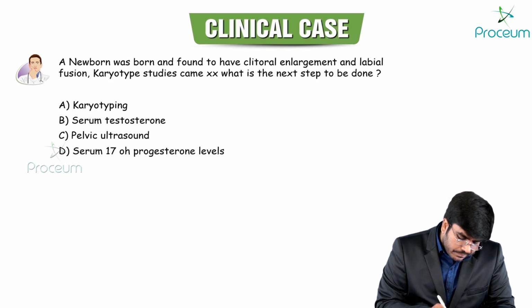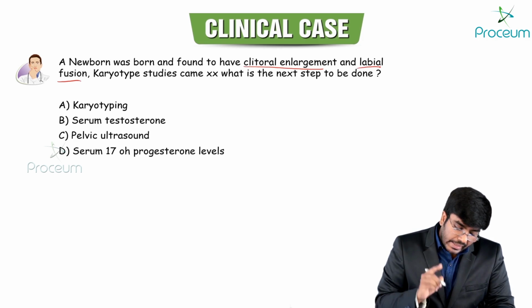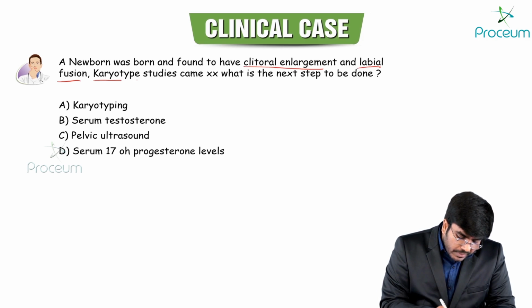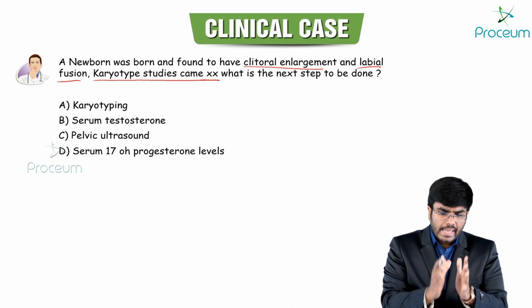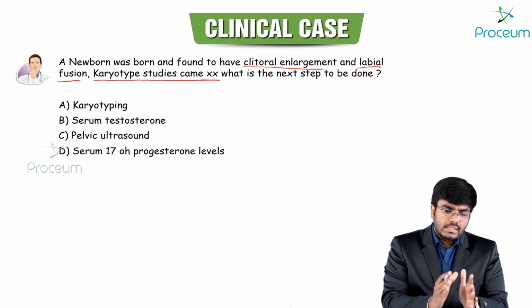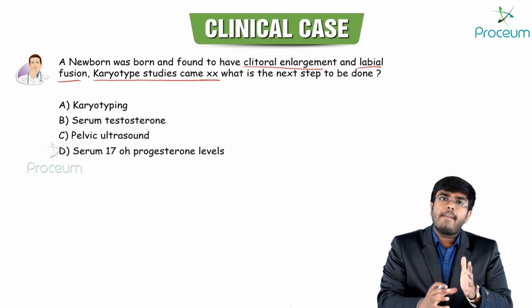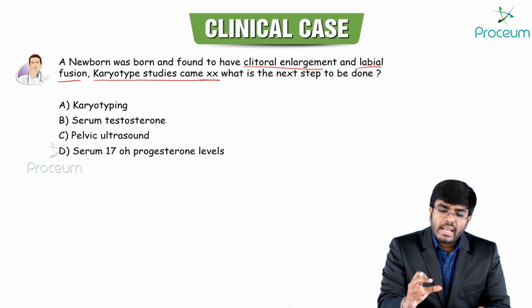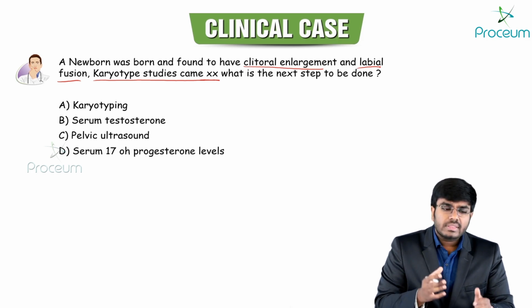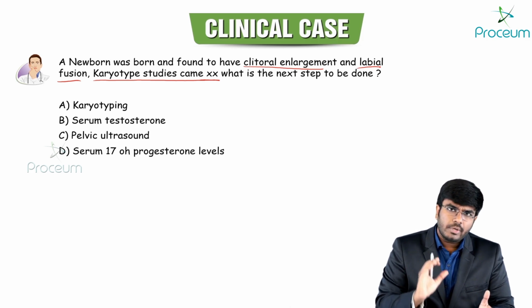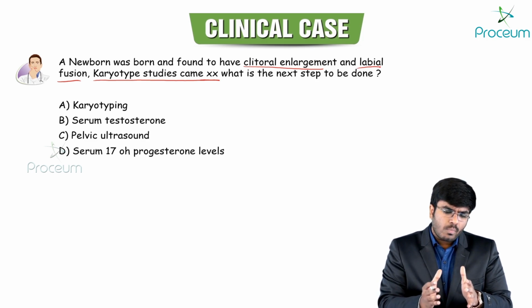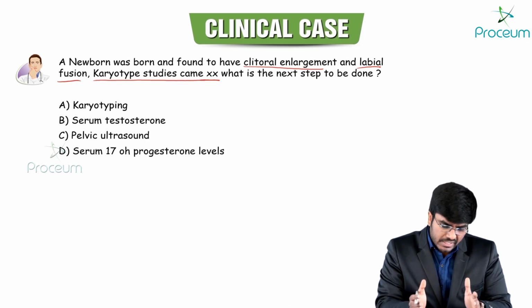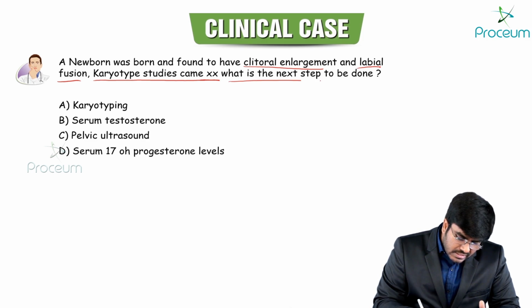A newborn was born and found to have clitoral enlargement and labial fusion. Karyotyping is done, and the karyotypic studies came XX. It's a female, very much clear. The karyotype is XX, and the external genitalia is showing ambiguity because of clitoral enlargement and labial fusion. Okay, now the diagnosis already came into your mind: a female with ambiguous genitalia is mostly going to be a case of congenital adrenal hyperplasia. But what is the next step to be done?